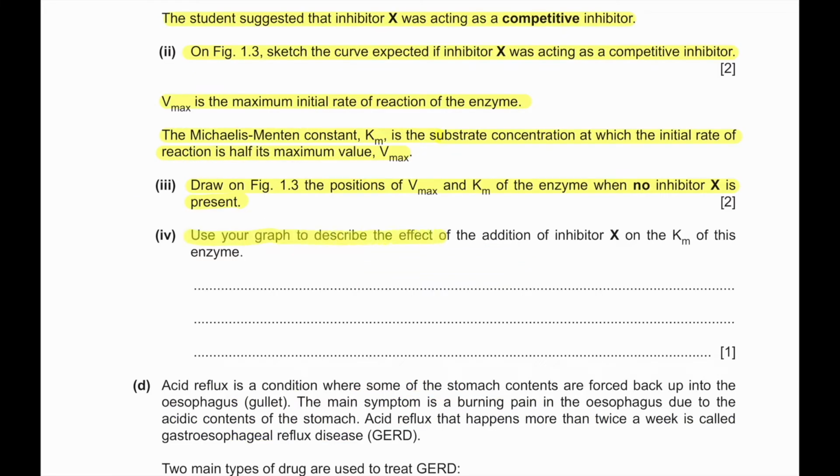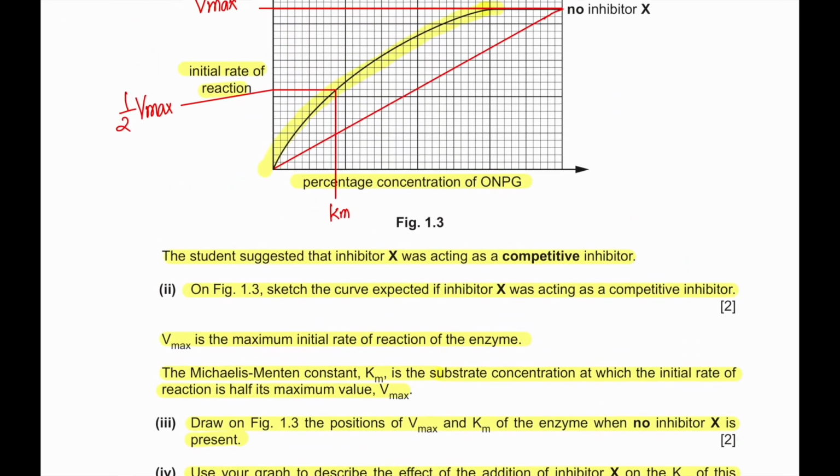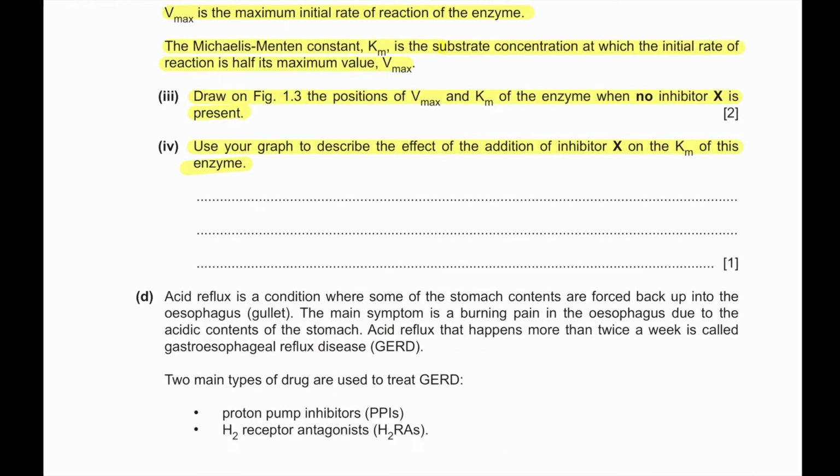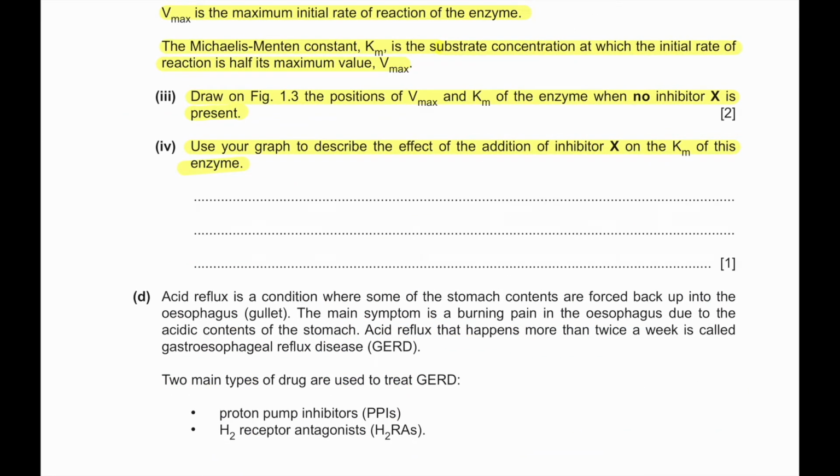Use your graph to describe the effect of the addition of inhibitor X on the Km of this enzyme. We can definitely see that the addition of that inhibitor increases the value of the Km. This is the new Km in the presence of inhibitor X. So we can say the reaction with a competitive inhibitor has an increased Km value.